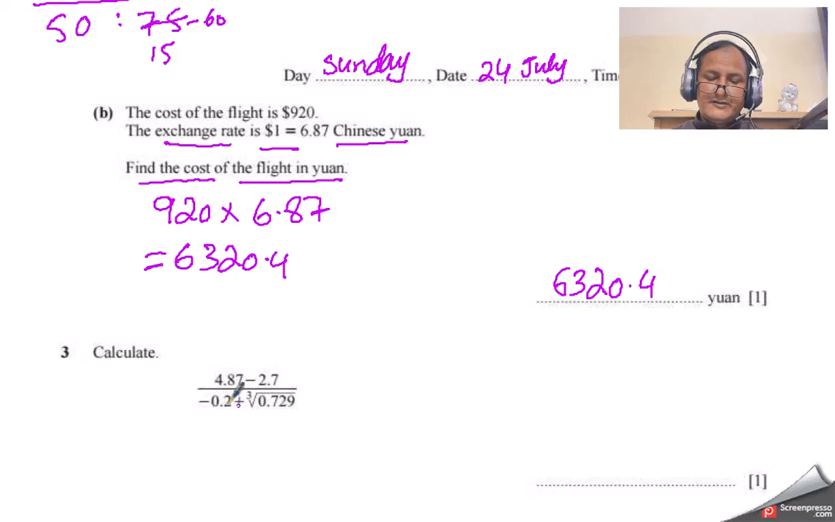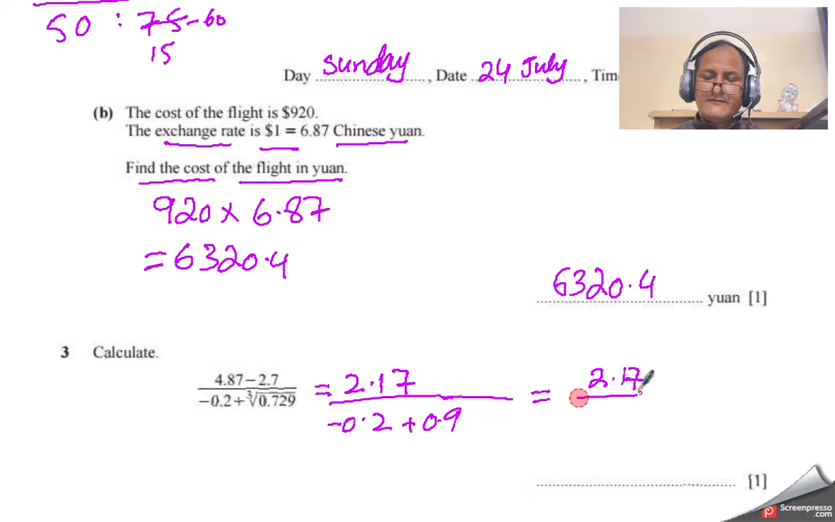Okay, here we have another question. Calculate with the help of a calculator. It is a 1 mark question, and simply you're supposed to put the values into the scientific calculator to get the answer. But if we're supposed to solve it, 4.87 minus 2.7 gives us 2.17, and here we have negative 0.2 plus the cube root of 0.729, which gives us 0.9.